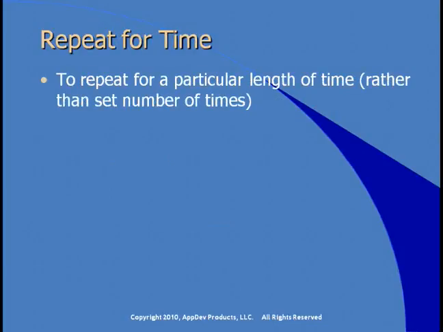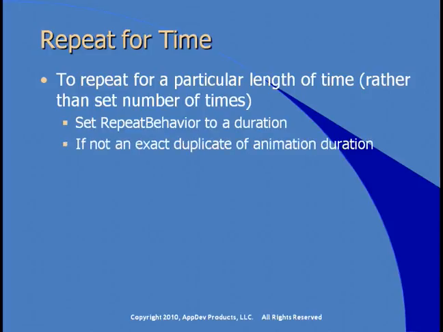You can repeat for a particular length of time rather than a set number of times. To do that, you set the repeat behavior property to a duration. If not an exact duplicate of the animation duration, it repeats a fractional number of times. That is, it might repeat 2 3/4 times.